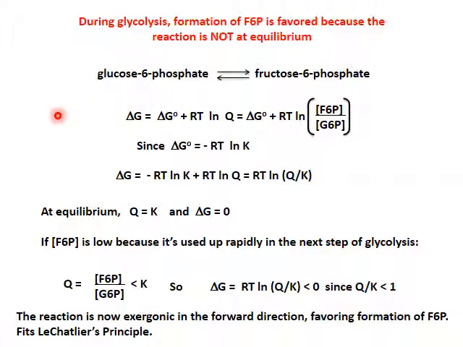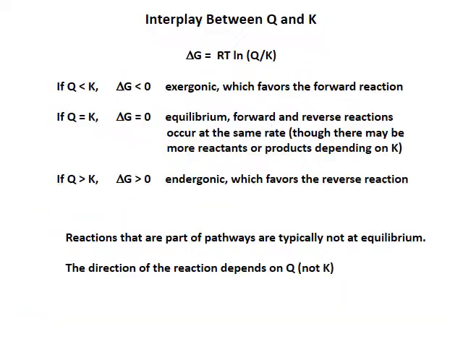So there's this interplay with the reaction quotient being different than the equilibrium constant, because the concentrations are different. Here's a slide looking at the different conditions and interplay between Q and K. So this is the delta G of the reaction. We got rid of the standard delta G by incorporating this ratio between Q and K.